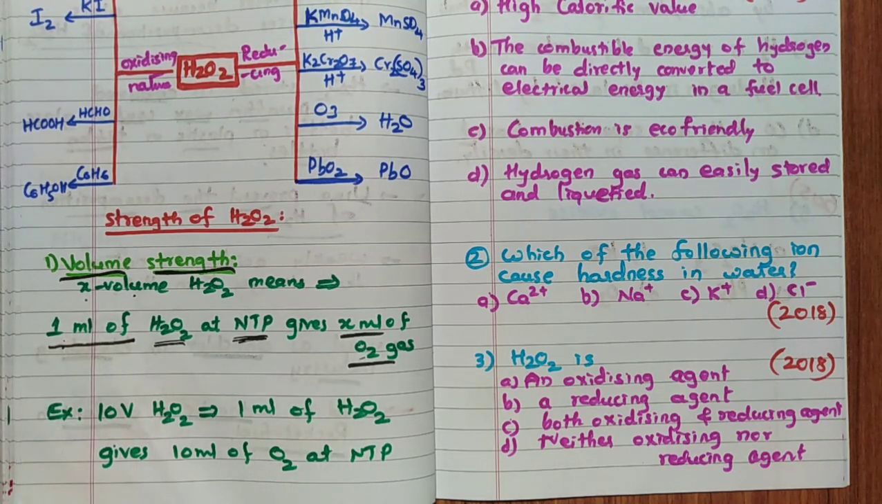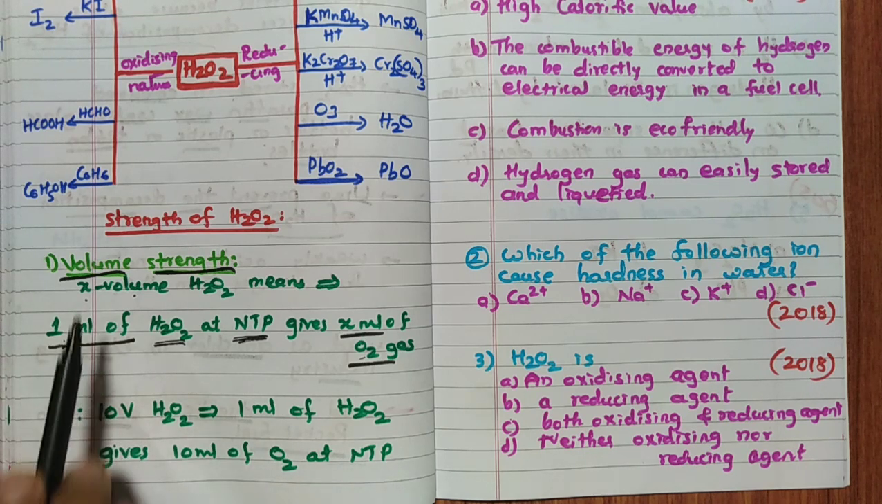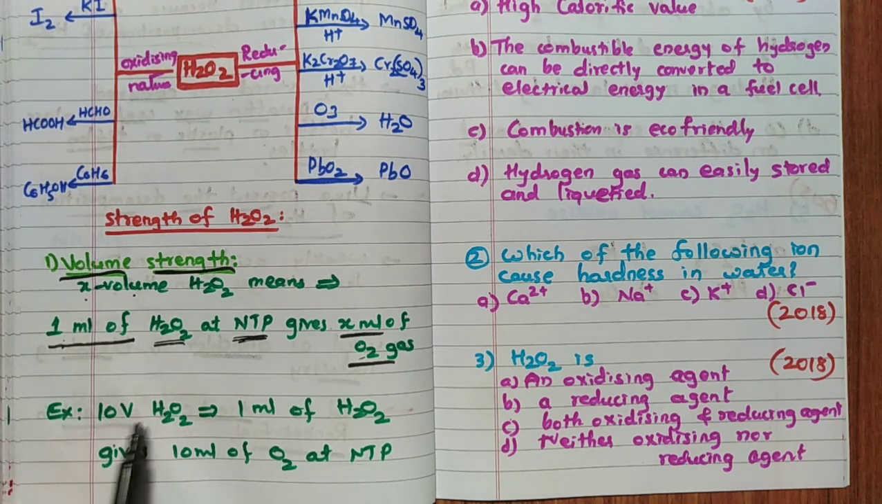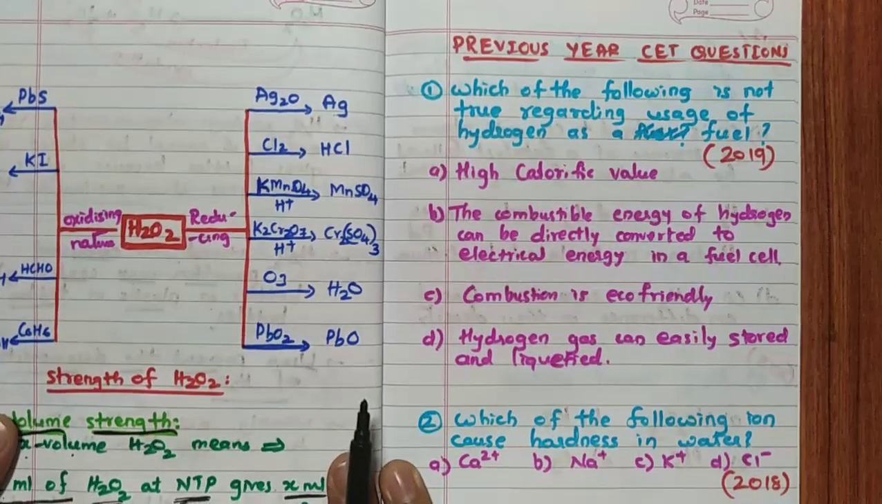See, 10 volume H2O2 means what? 1 ml of H2O2 gives 10 ml of O2 at NTP. See, X volume, 1 ml gives X ml. Here 10 volume, 1 ml gives 10 ml of O2 at NTP. Very important point. Then we will see previous year questions.